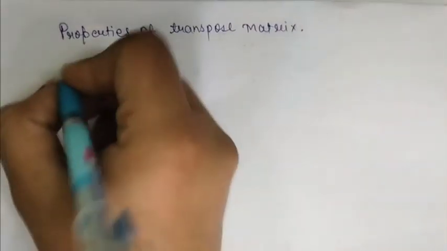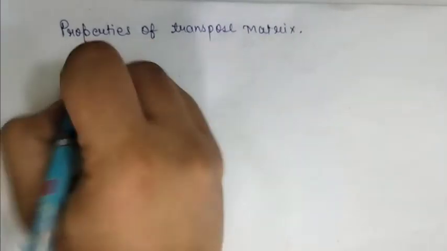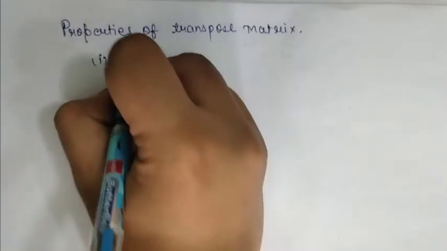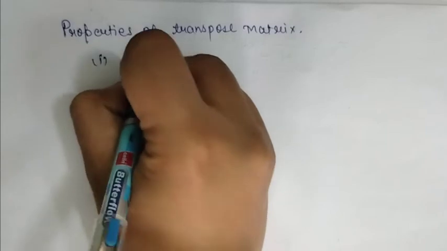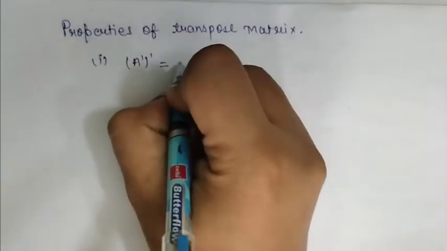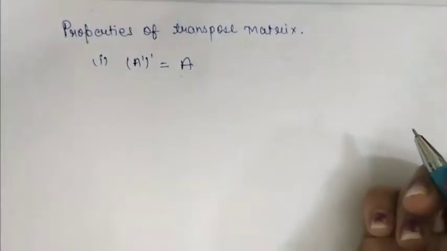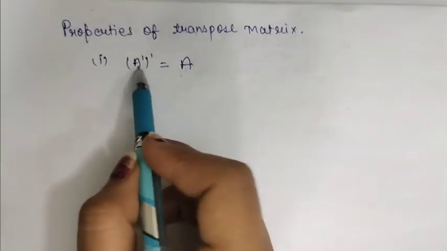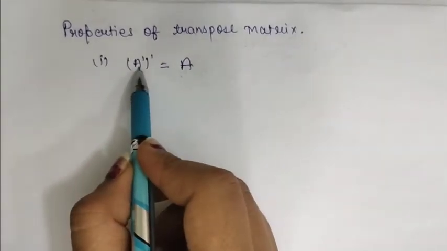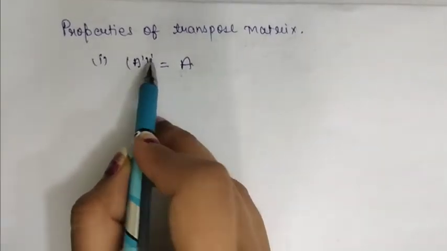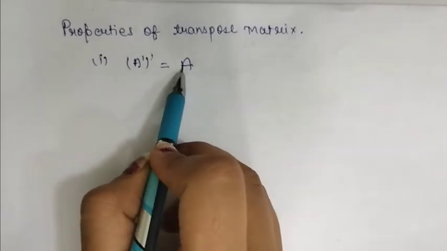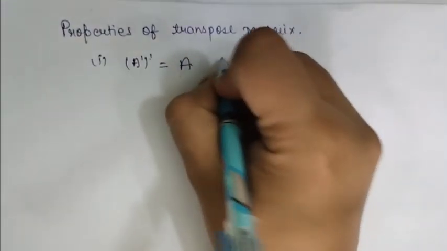So the properties state that there are a total of 4 properties. The first property states, when we find the transpose of any transposed matrix, then we will get the same matrix again. अगर हम किसी ट्रांसपोज्ड मैट्रिक्स का ट्रांसपोज निकालेंगे, then we will get the same matrix again. This is the first property.